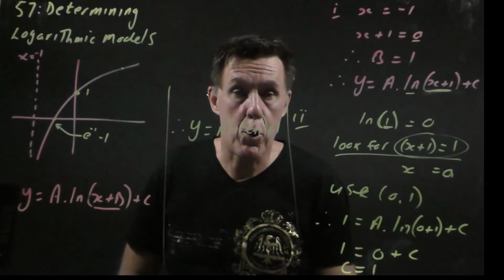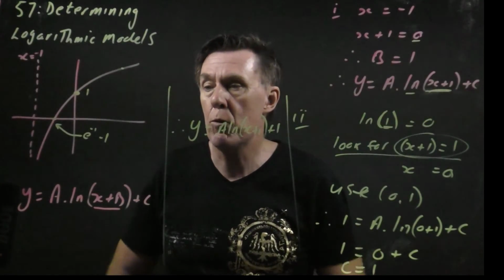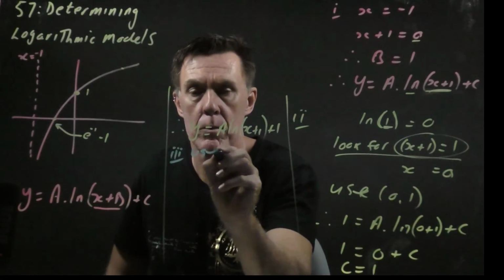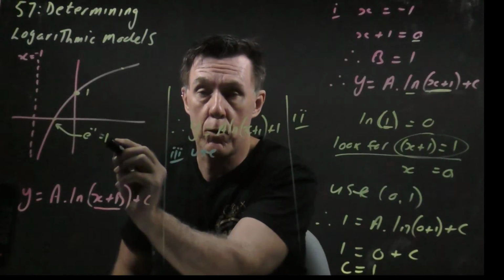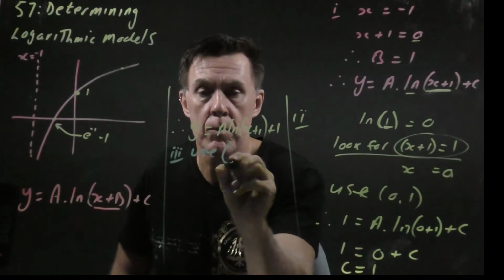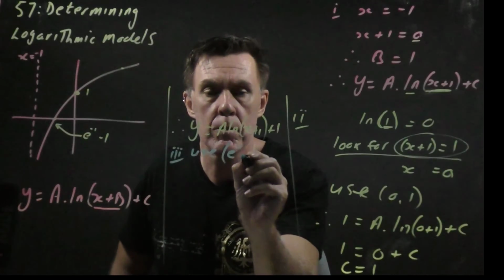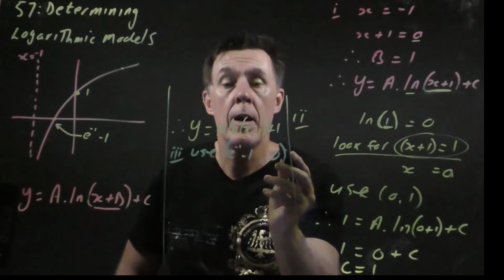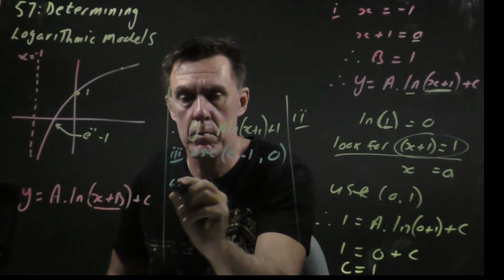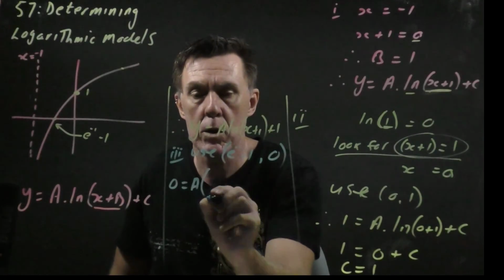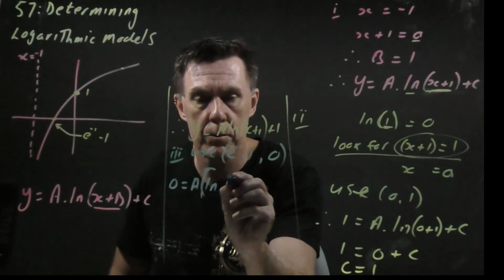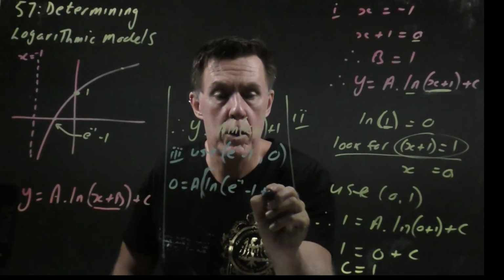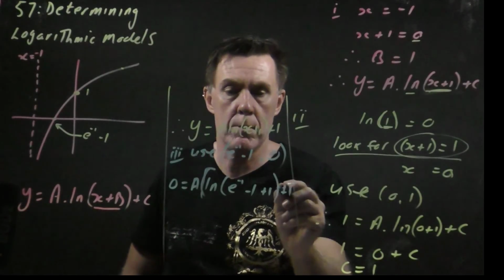I can now go and use my third bit of information. And that third bit will be use the last point that I've got. Now, that's the x coordinate where it cuts the axis. So the point is e to the -1, minus 1. That's the x coordinate, cutting the x-axis, so the y coordinate is 0. Substitute that in, y is 0, a times the natural log of x is e to the negative 1, take 1, plus 1, outside the bracket, plus 1.